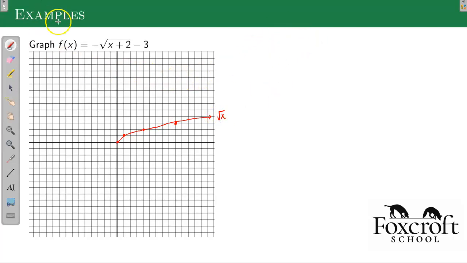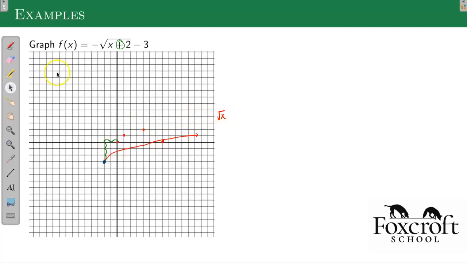Now I'm going to shift it left 2. The one on the inside is the annoying one because it's the opposite of what you think. So it's going to move my graph left 2, and I'm going to move it down 3. Now my graph is going to start at this point. Then this negative is going to flip it, so instead of going upward, it's going to go down. Let's move it first: left, and then down. It's the exact same shape of graph, just moved around.